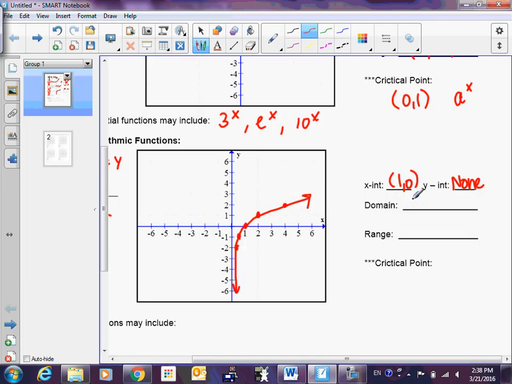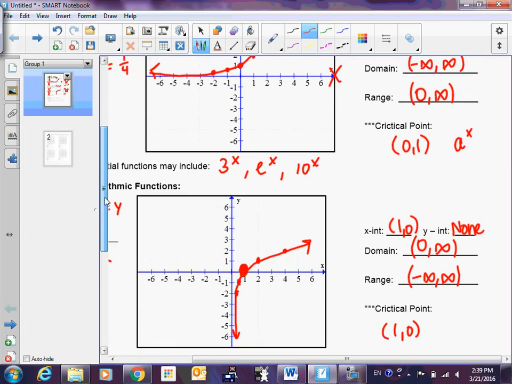What about the domain? You think about, where does this graph start on the left? It starts at 0, again parenthesis because of the asymptote. It goes to infinity. But the range, however, goes bottom to top forever and ever. So the range is -infinity to infinity. And the critical point on this one is 1, 0.